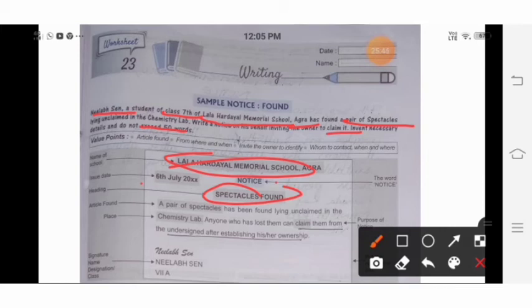Okay. Now see here, they have written 7th A, but I will tell you not to write A, because they have simply given 7, not A. So this you should avoid. This should not be done. Avoid this thing. Only use 7. Got it?